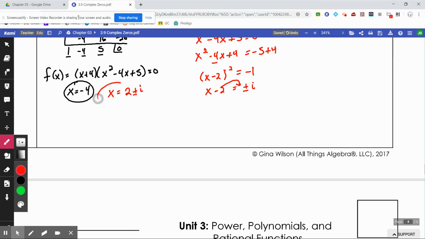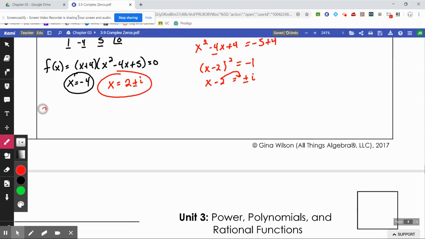So therefore the completely factored form of my function, since negative 4 is a root, x plus 4 is a factor. And then since 2 plus i is a root, that means that x minus (2 plus i) is a factor. And since 2 minus i is a root, that means x minus (2 minus i) must be a factor.